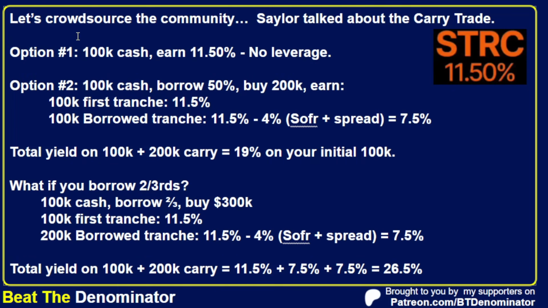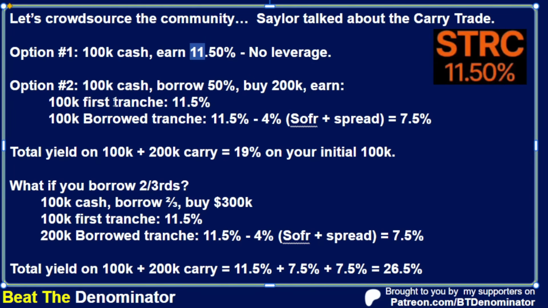So let's go. Imagine you have option number one, and of course, to picture this, you need a broker with margin enabled, and margin needs to be close to SOFR. That's essentially Robinhood, Interactive Brokers, they're going to have margin close to SOFR. SOFR is the overnight yield, which is set by the Fed. Anyways, imagine you have $100,000 in cash. You put it into Stretch, you do nothing else. No leverage, you earn 11.5%.